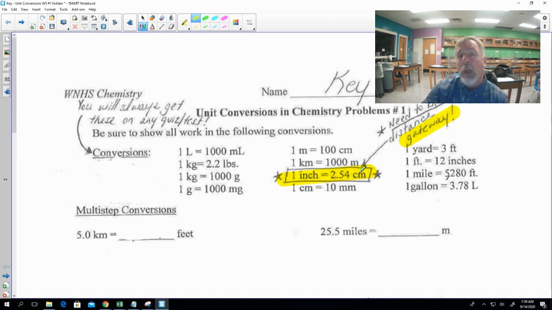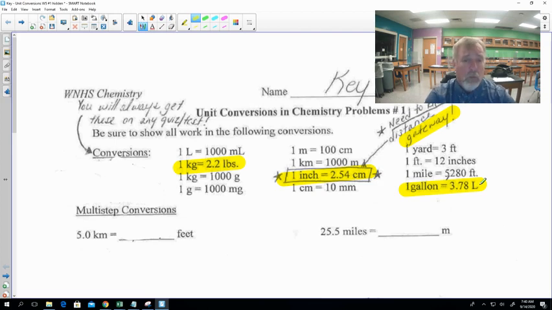We have two more gateways here that I want to point out. The next one's for mass, 1 kilogram equals 2.2 pounds. And finally, our third one is for volume, 1 gallon is 3.78 liters. So why am I taking the time to point these out to you? Because they're very important. You're going to need to use them and understand them.